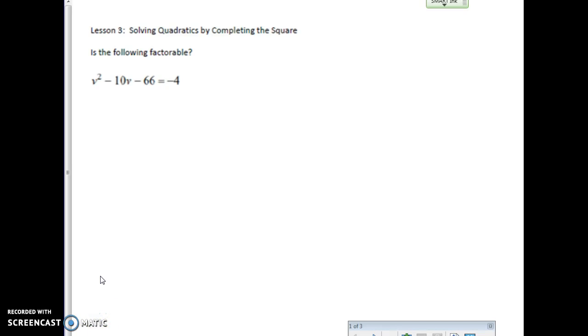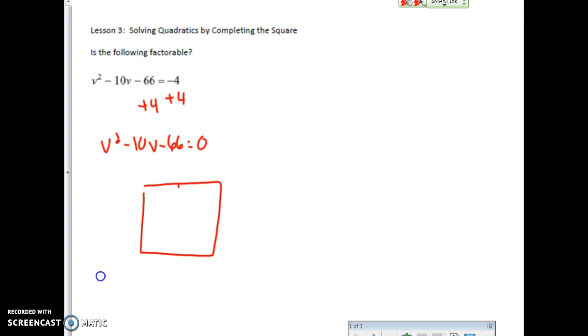Okay, guys, so today what we want to do is look at problems that may not be factorable. And how do I solve them? If I look at this problem right here, if I add 4 to both sides, I get b squared minus 10b minus 66 equals 0. Now, is this factorable? That's what we want to see.